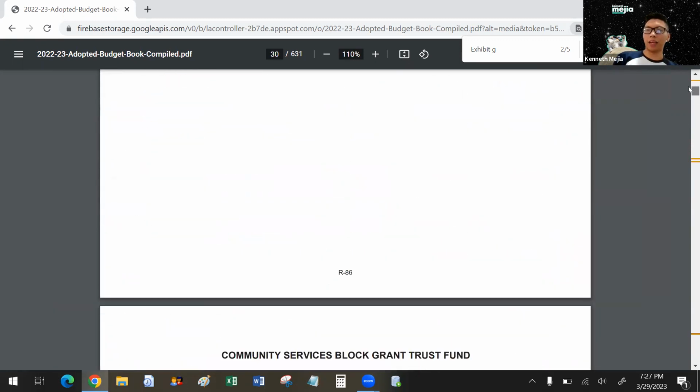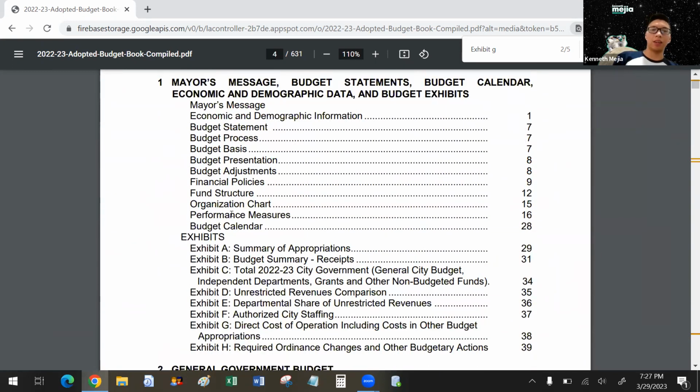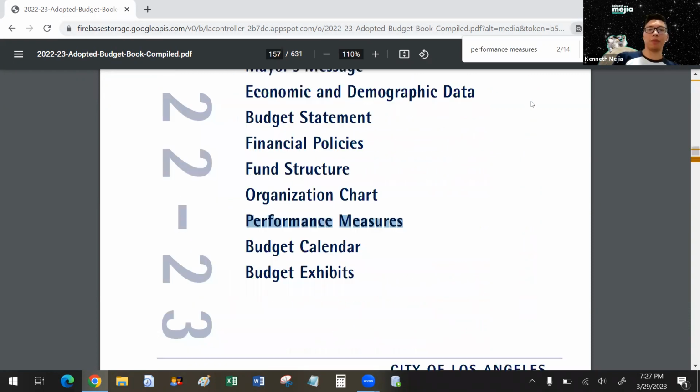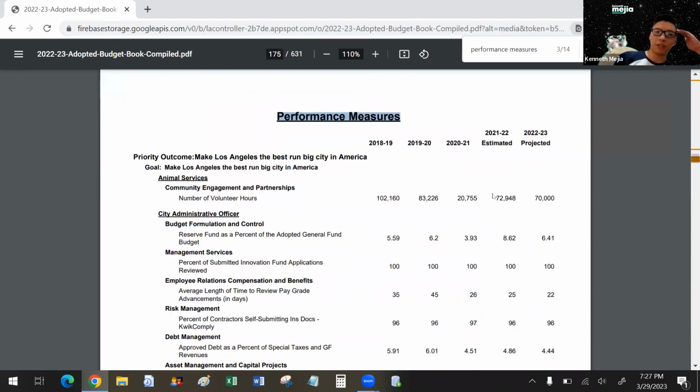Some other cool stuff that was highlighted in the table of contents that I could share with you that's also useful information is performance measures. If you ever wanted to know how departments justify their budget, they have to give you metrics, performance measures, right? You can just type in performance measures in your search function up here, and you can pretty much see how the city or the departments justify their budget.